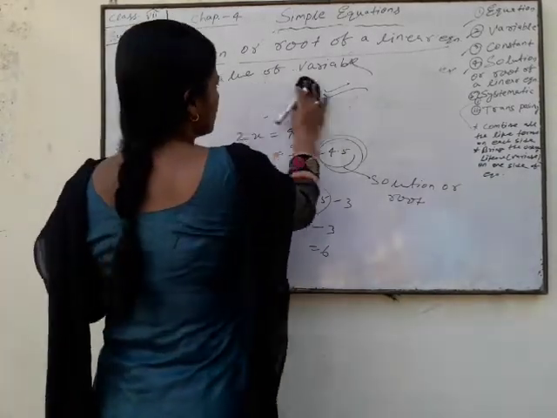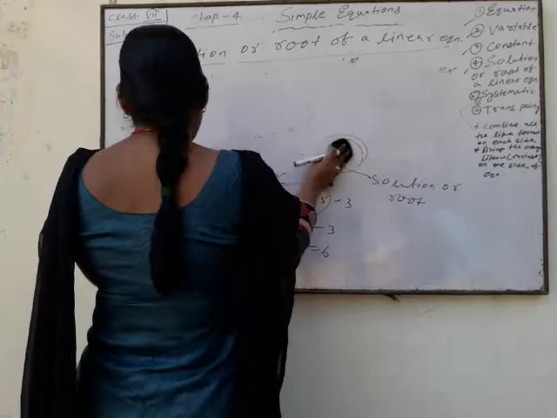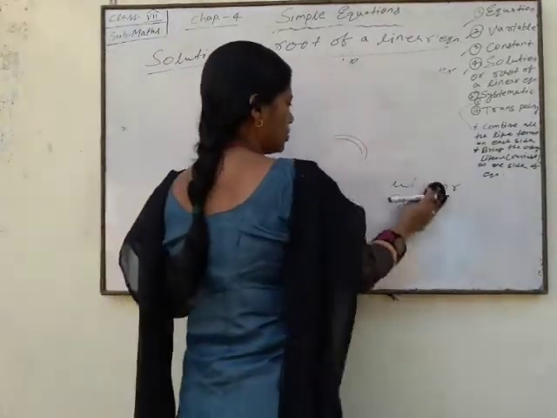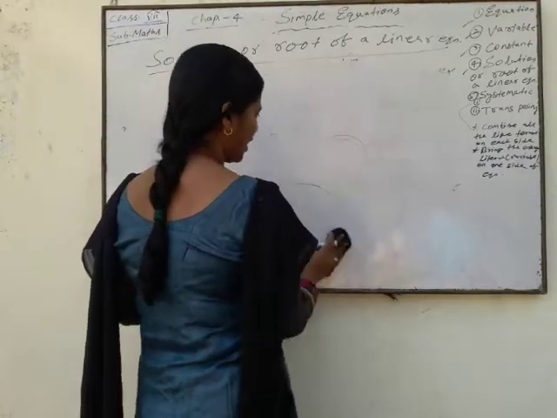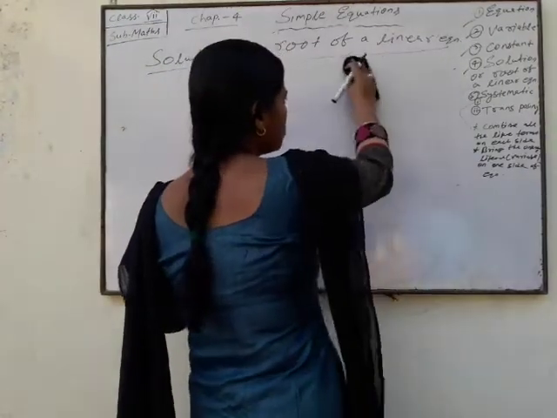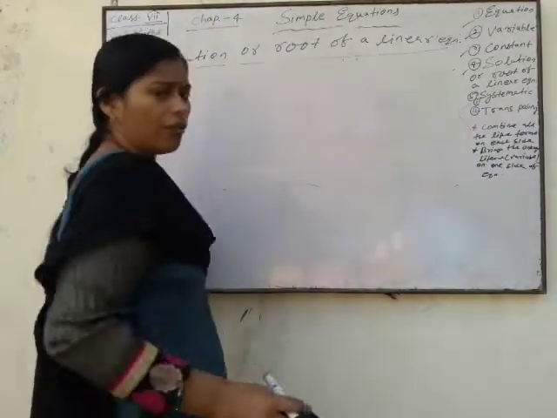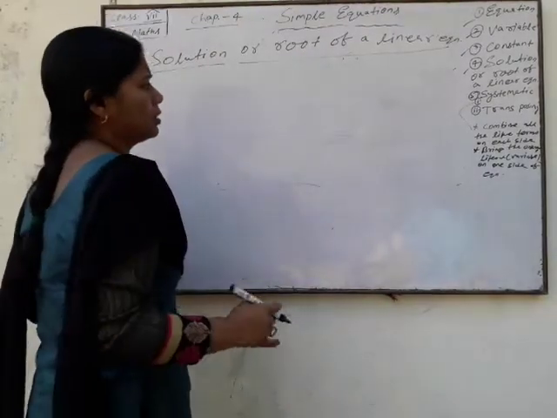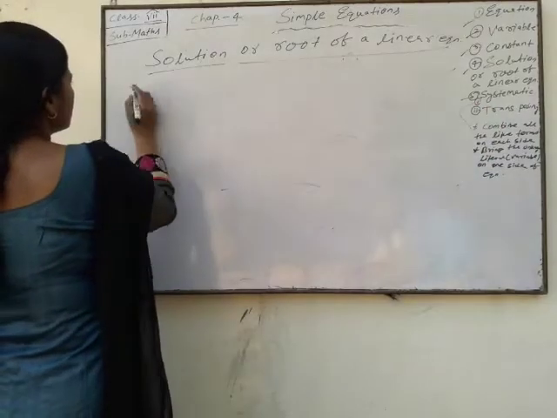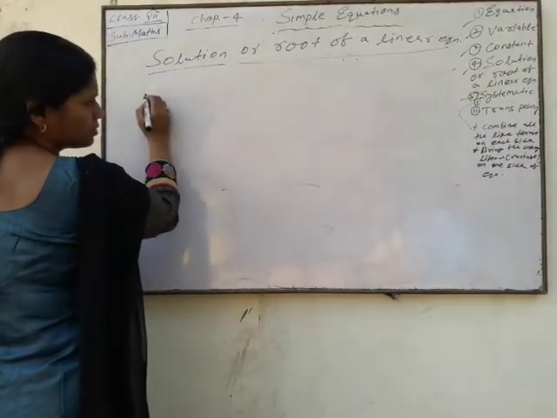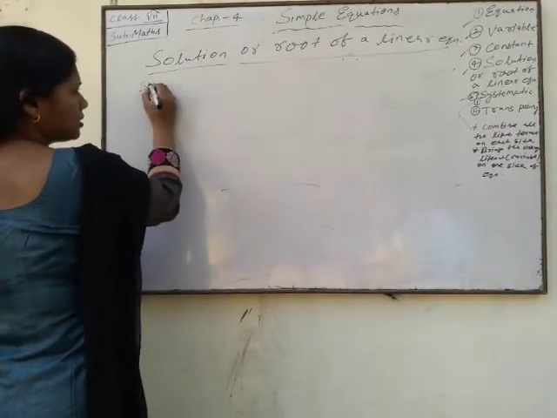Now, how can we find your solution? It means your value of x. There are two methods. One is the systematic method and the second is the transposition method. Systematic method.